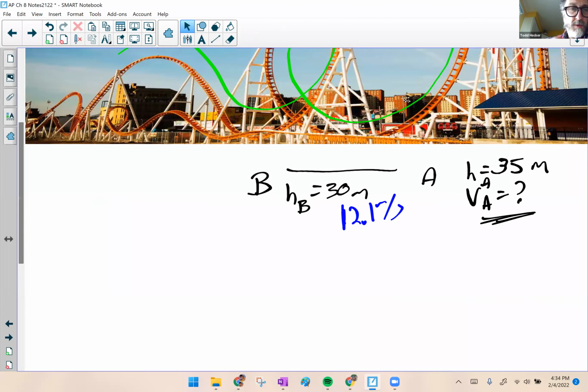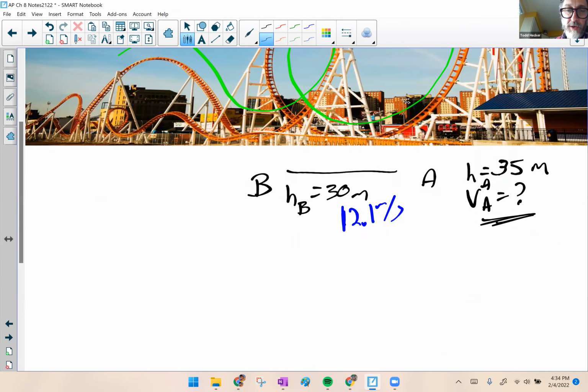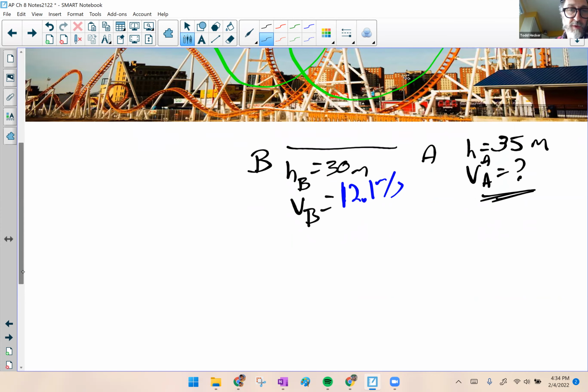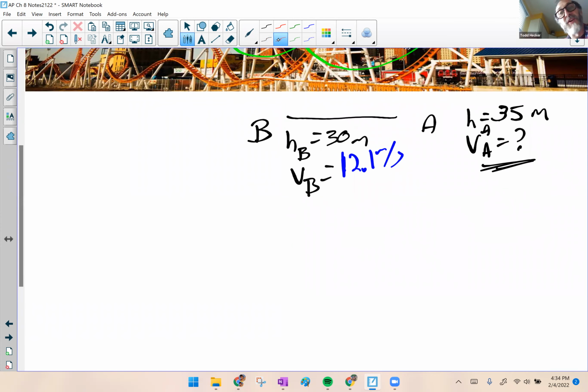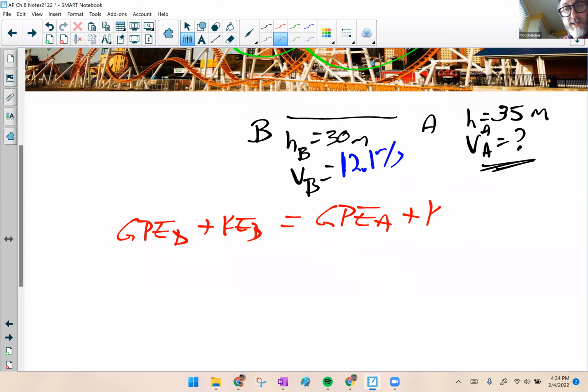All right, so going back to this, here's our velocity at B. So the total energy at these two points has to be equal. So if we solve this, we get, sorry, mechanical energy. So the GPE at B plus the KE at B has to equal the GPE at A plus the KE at A.